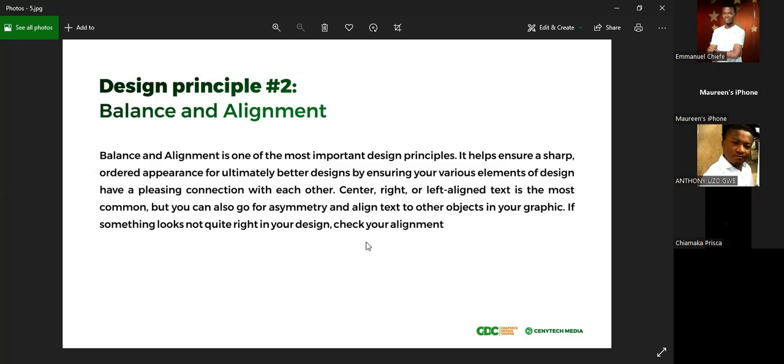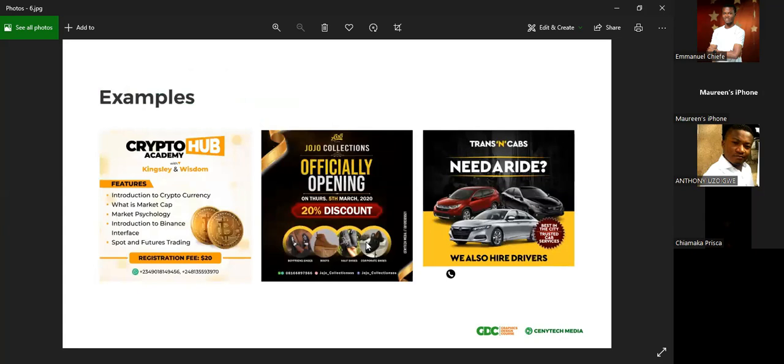So that's how it is in design. Your design must have balance and it must be aligned, whether in the center or the right. There must be central alignment. And when I go through the next slide, you will see it. Now, this is an example of Crypto Hub Academy.